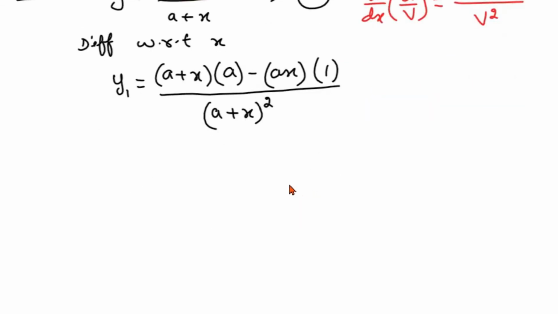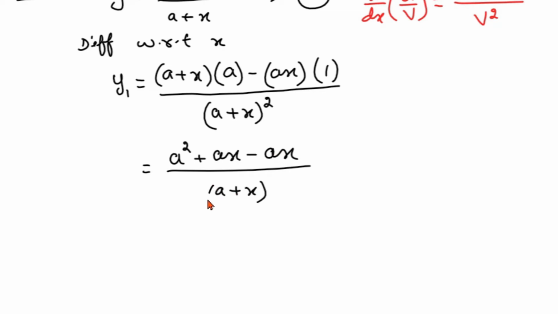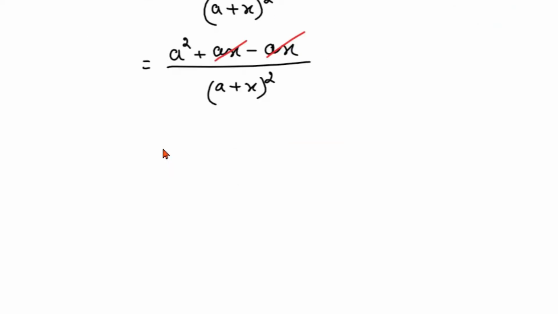If I try to simplify this one, just multiply this a inside. I'll be getting a into a will be a² plus a into x, minus this term over here ax, whole divided by (a + x)². Further you can see that plus ax and minus ax will cancel out. We get the value of y1 to be equal to a²/(a + x)².